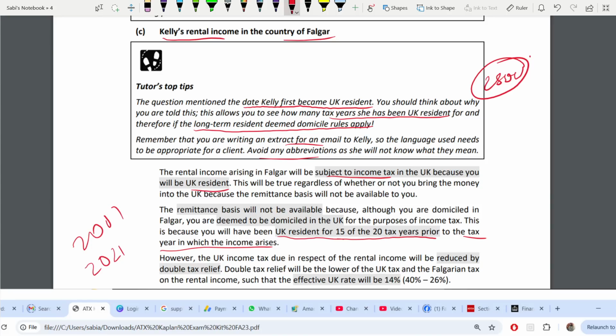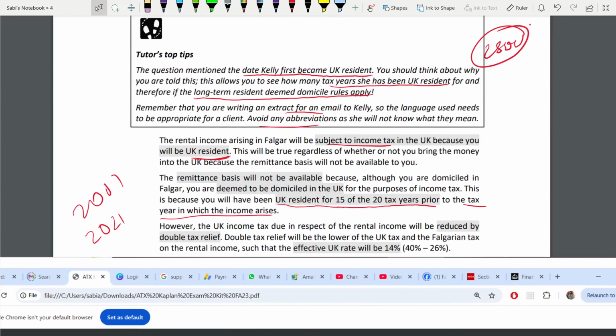So even if he remits the money into the UK or not, it doesn't matter. He's a UK resident. He'll be charged. So remittance basis will not apply for Kelly. Next, remittance basis will not be available. Why? Even though you are domiciled in Fulgur, you are deemed to be domiciled in UK for the purpose of income tax. See, this deemed domicile is very important. This you have to see.